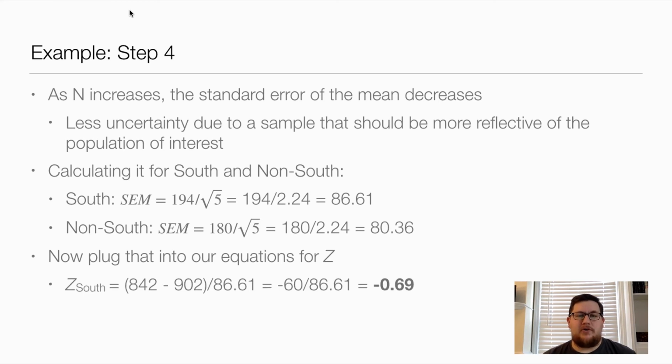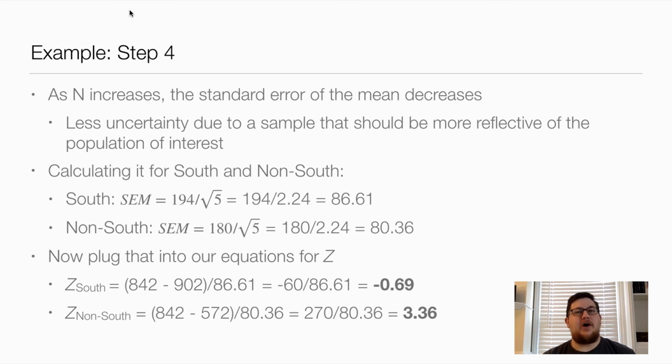Now we plug that into our equations for Z. Again, we take the mean from our sample, which is 842, that's what it said on the post-it, minus the population mean. So for the South, that's 902. And you divide it by the South's standard error, 86.61, and you get negative 0.69. So you're less than 1 standard error away from the mean. For the non-South, you end up being over 3 standard errors above the mean.